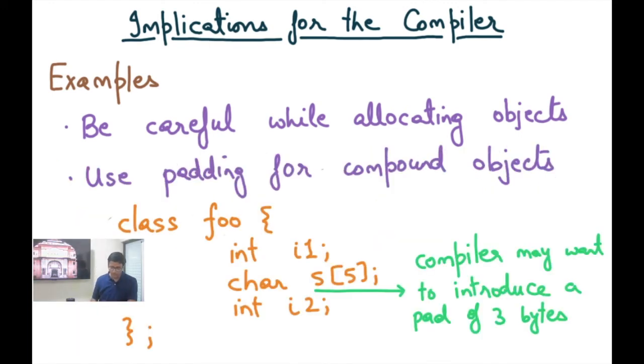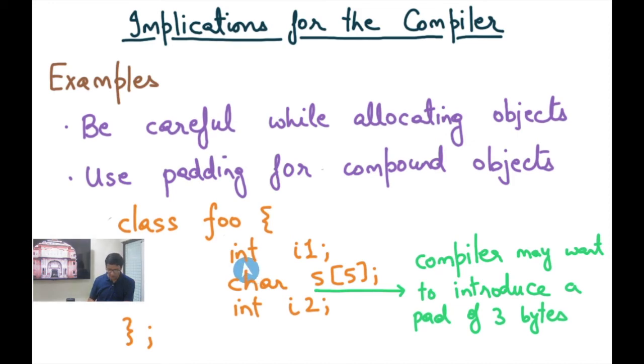Also, use padding for compound objects. So typical languages have compound objects. For example, C has the notion of a struct, C++ has the notion of classes, and almost all languages have the notion of objects, classes, compound objects. So let's look at the example of C.